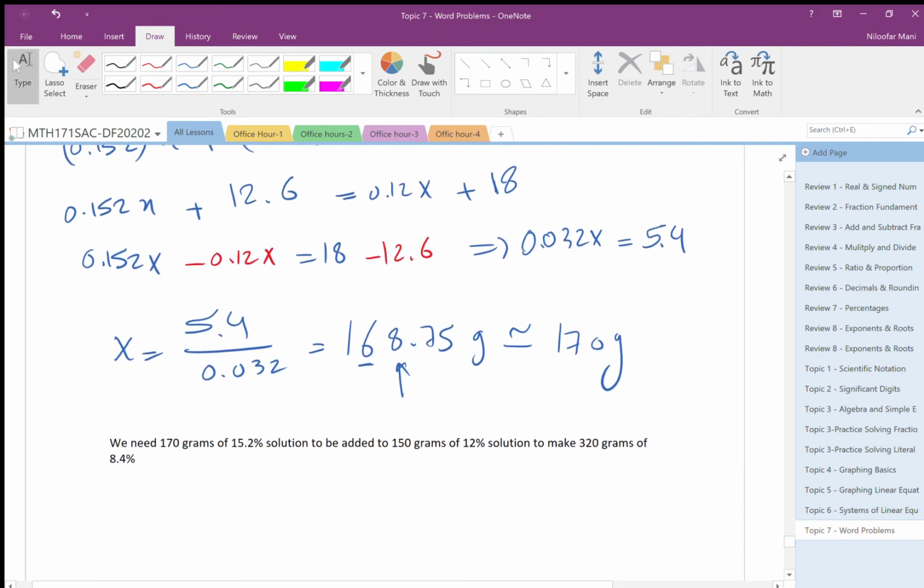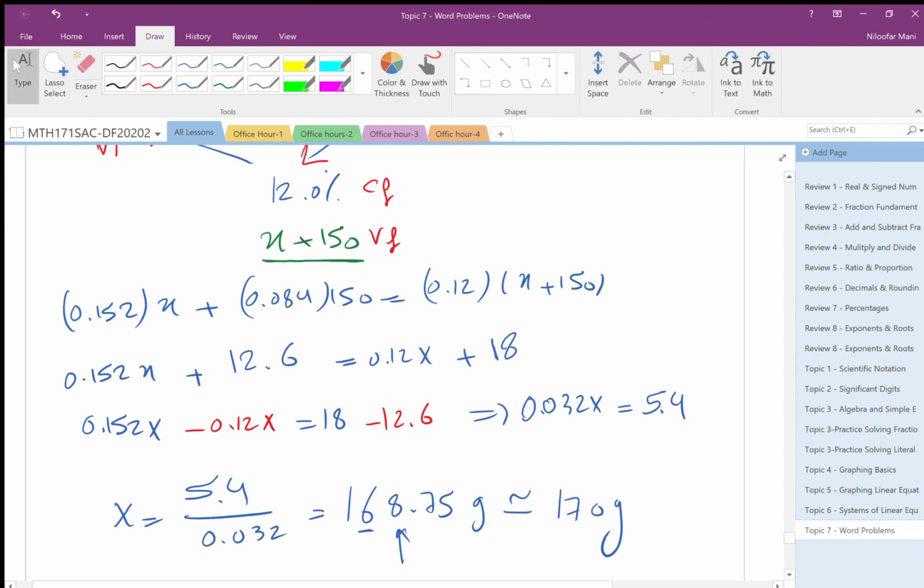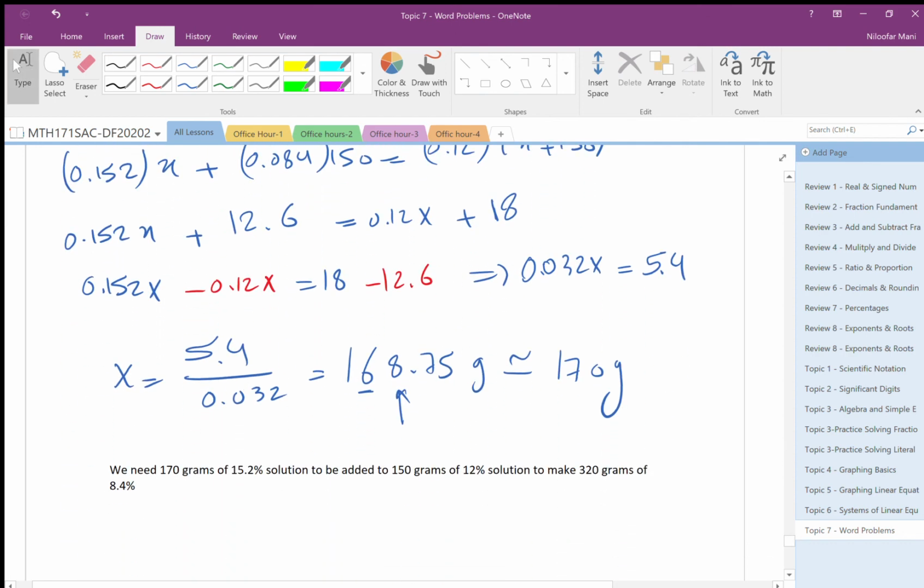Let me see, I'm making a mistake here. It's impossible because it has to be between them. Look at this. Oh, okay, sorry. So here is 8.4%, and here is 12%. So what's wrong with me today? Okay.